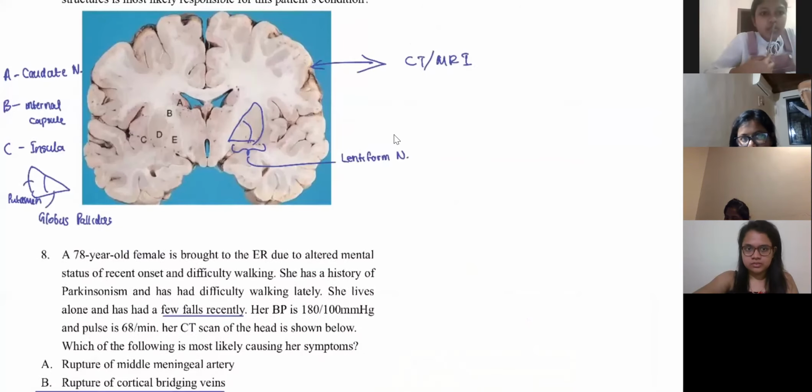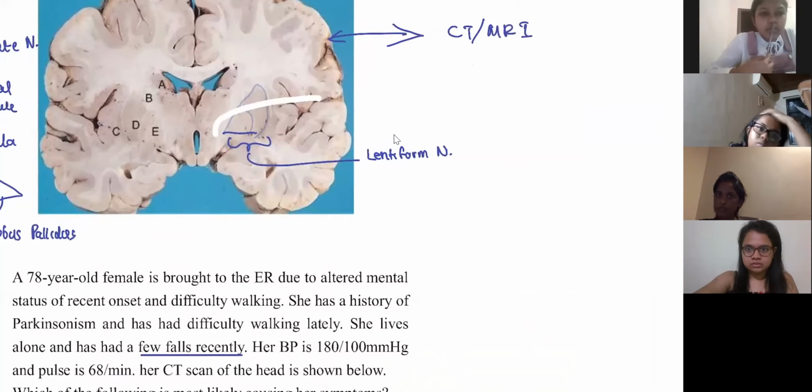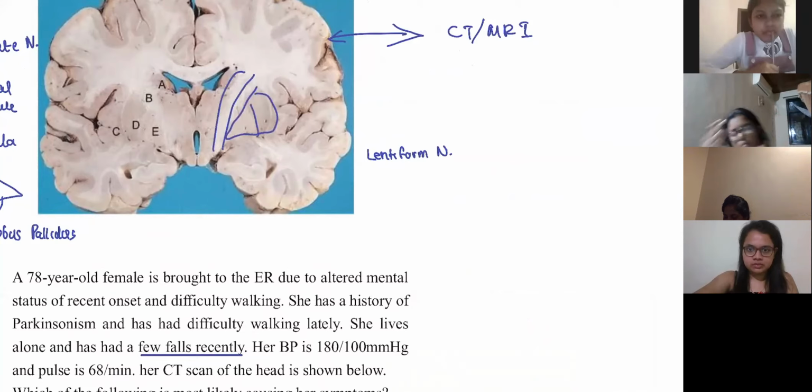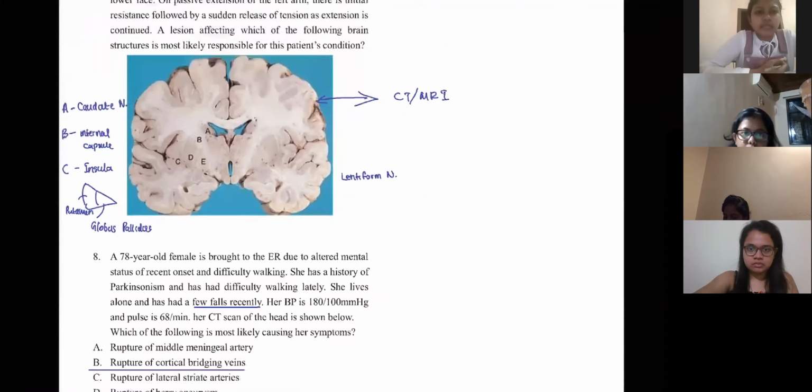And I hope you guys can understand this. I have a few more minutes. I will quickly just remind you again. Internal capsule. So this is the internal capsule. You can see this is the lentiform nucleus, and right next to the ventricle, you have the caudate nucleus. And here is something called the insula. So if you get a CT scan, you should be able to identify these structures.